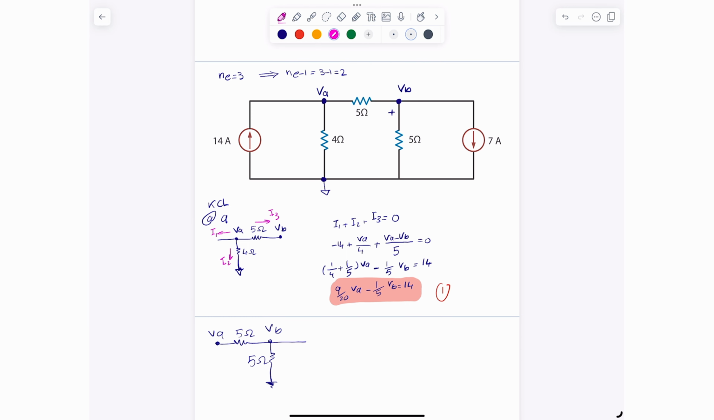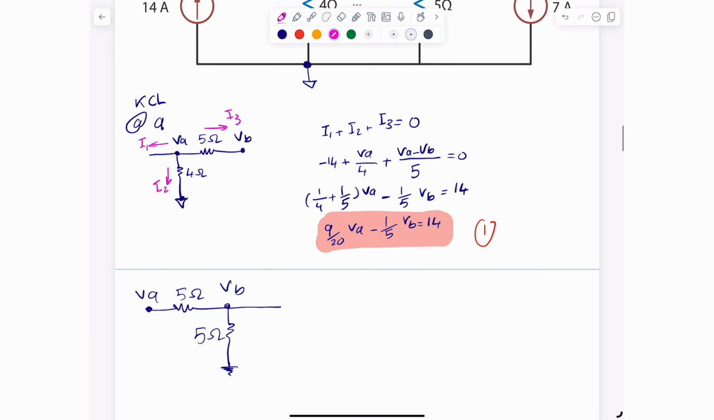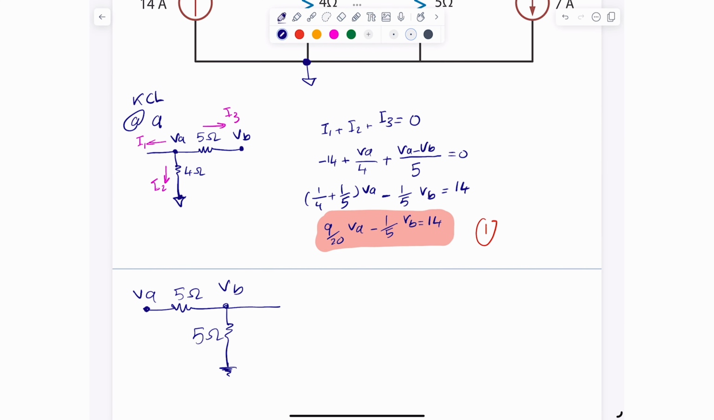So I'll highlight the current again, similar to the first case. Now I am doing this at point B, so this is essential node B. I'll assume that all the currents are leaving that node. Here is I, and here's another I, and here's another I. I can call this I4, this one I5, and this one here I6.